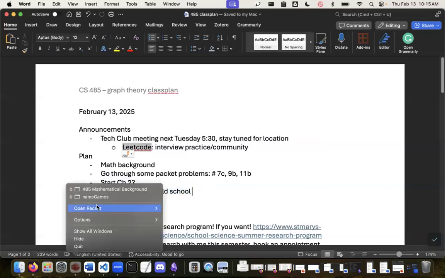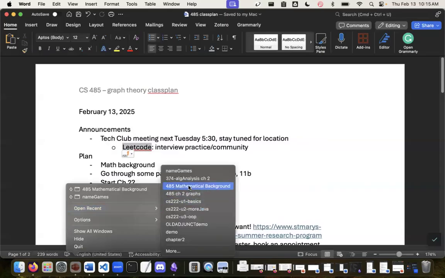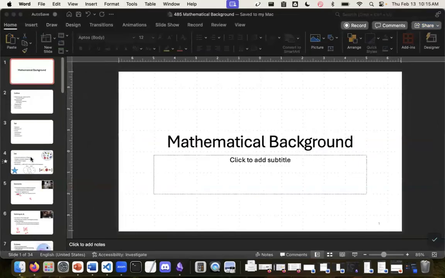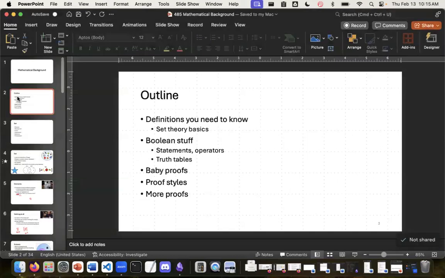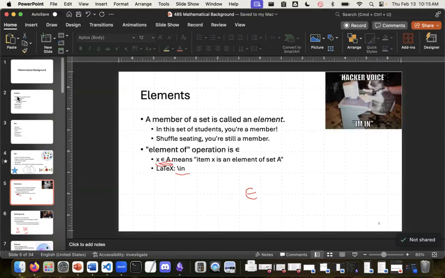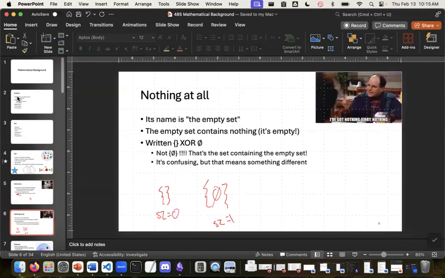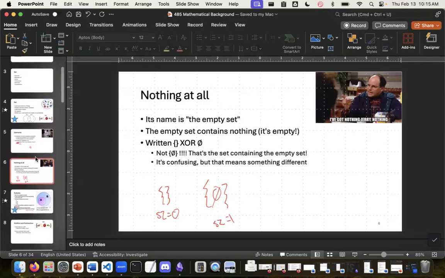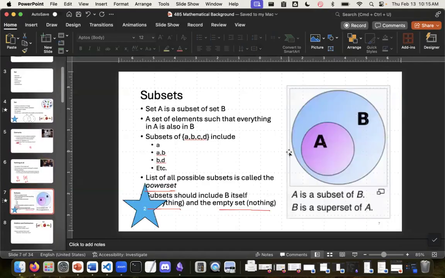Okay, so let's pull up this and, where did we leave off? Okay, so we talked about sets. What is a set? What does it mean for something to be in a set? Talking about elements. We talked about the empty set. I think that might have been as far as we got in this class. Oh, we talked about subsets and the power set.